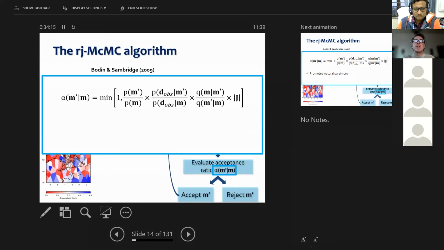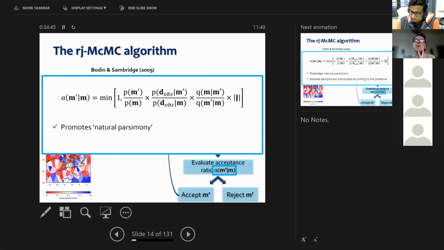Now, I'm not going to prove any of this to you, but this particular form has two very nice properties. Firstly, it promotes natural parsimony, which means that carrying on, iterating through this algorithm, we will tend to accept models that only have a sufficient number of parameters to explain the data. This algorithm shouldn't, if it's working properly, add in more and more parameters to fit the data better and better. It should only fit the data up to the extent where their uncertainties justify.